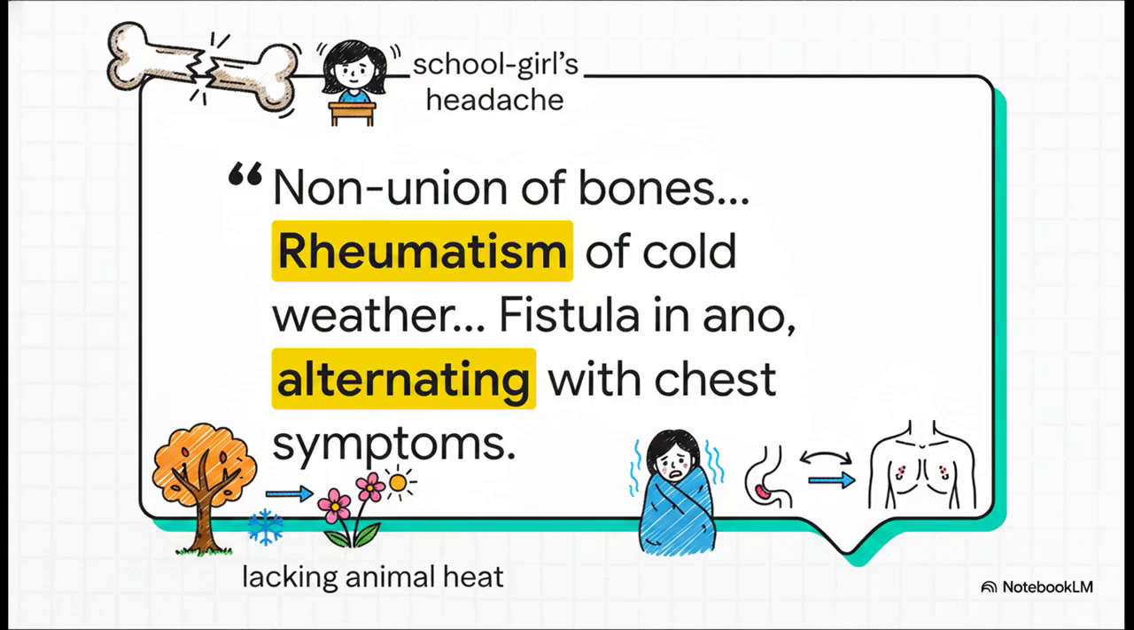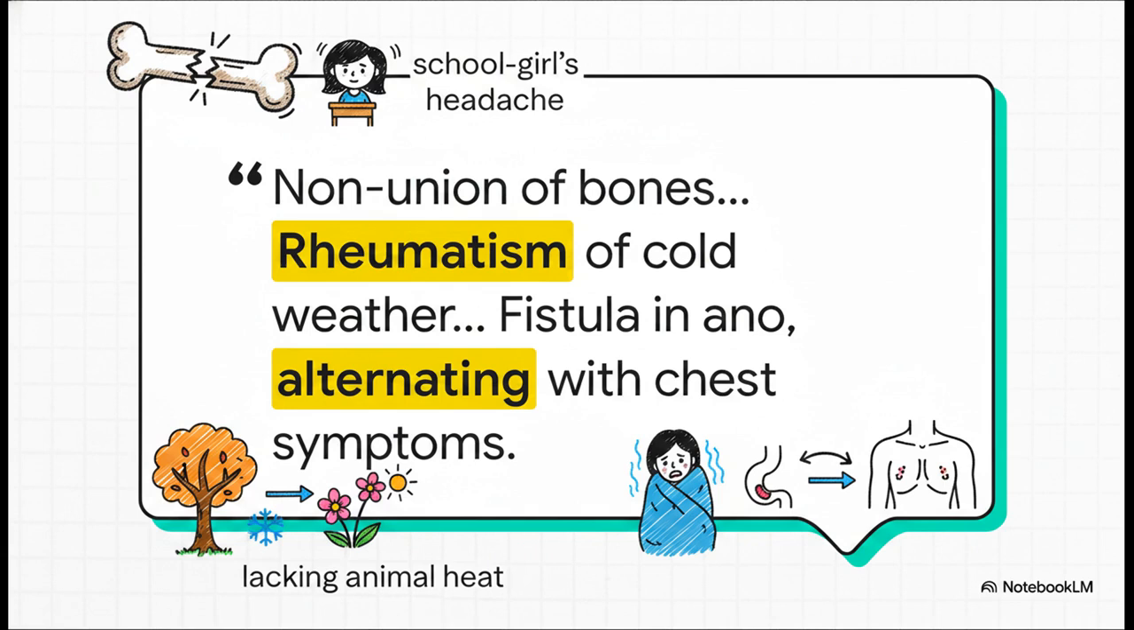Okay, to finish out the clinical picture, Allen gives us a few more really distinct symptoms. This remedy is a huge deal for bones that just won't heal, non-union of fractures. It helps build up that callus. It's got a really strong seasonal thing going on with rheumatism. It shows up in the fall and goes away in the spring. It's also famous for these schoolgirls' headaches.